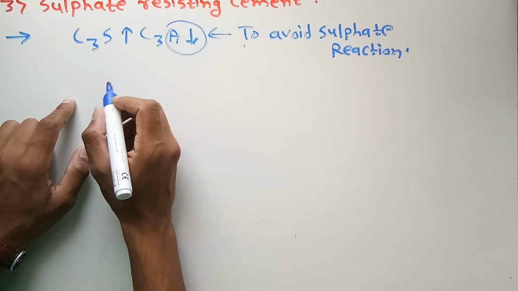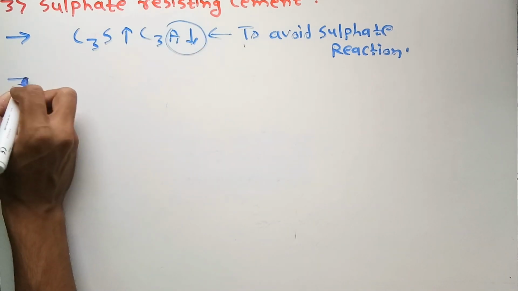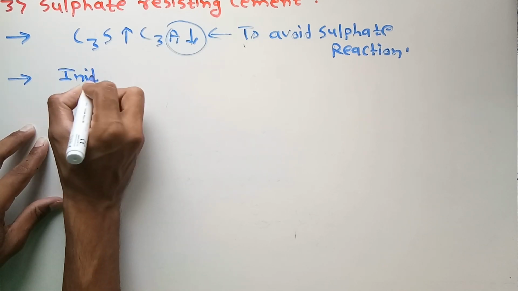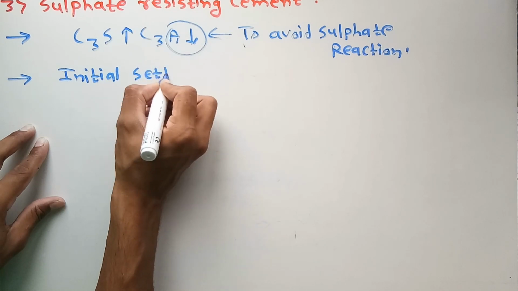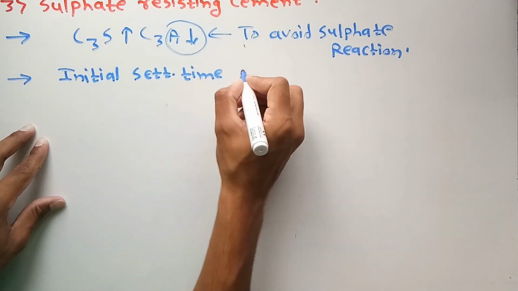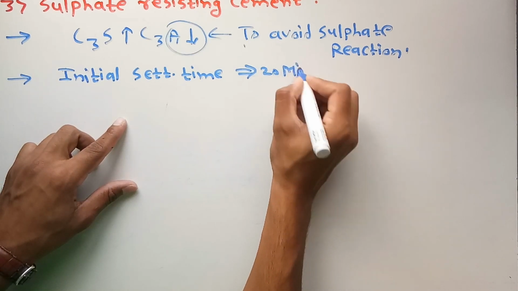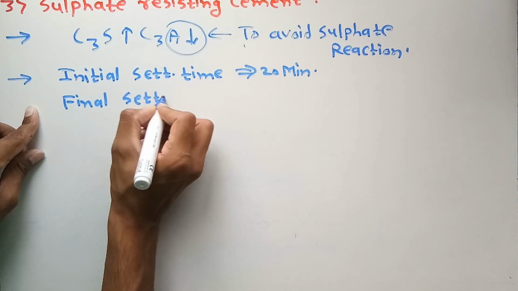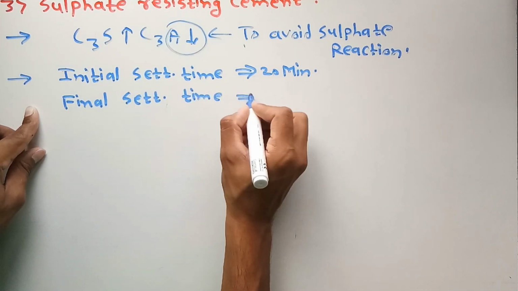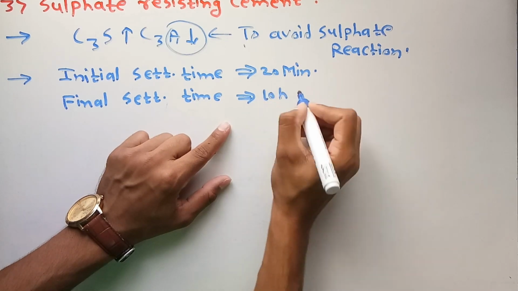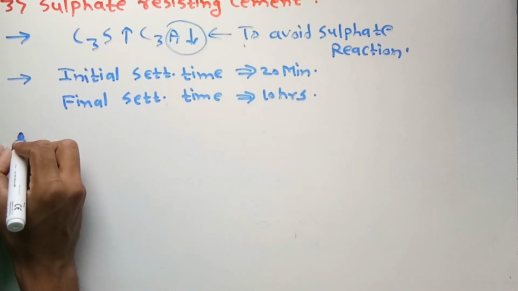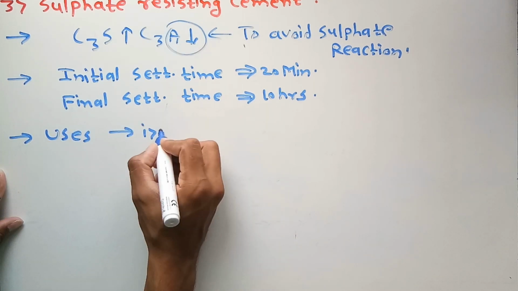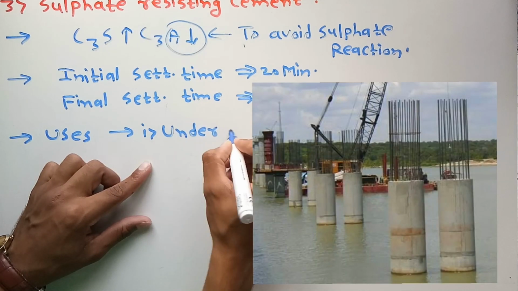Then for the sulfate resisting cement, the next property is about its initial and final setting times. Its initial setting time is 20 minutes, and the final setting time is the same as OPC, that is 10 hours. Then we will see the uses of sulfate resisting cement. It is used in underwater structures.